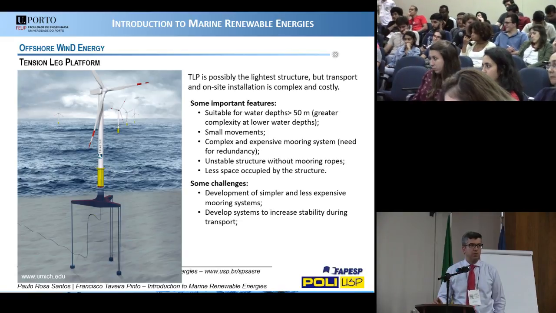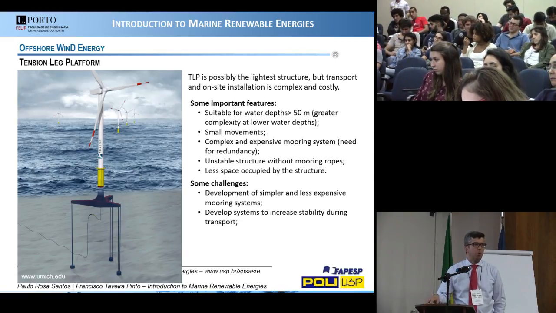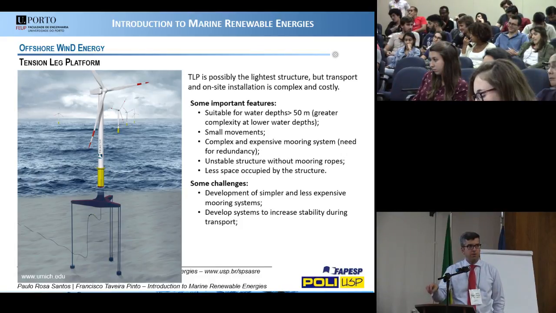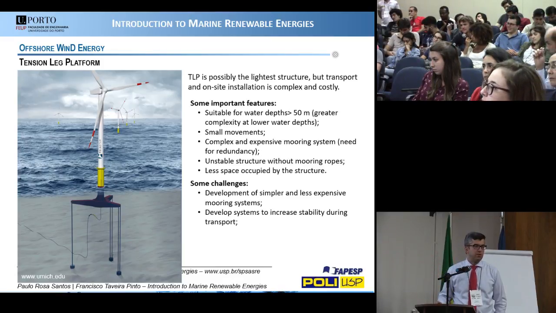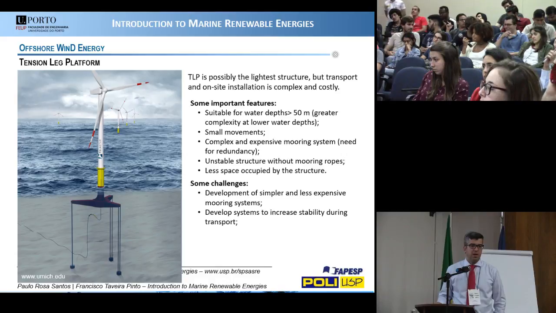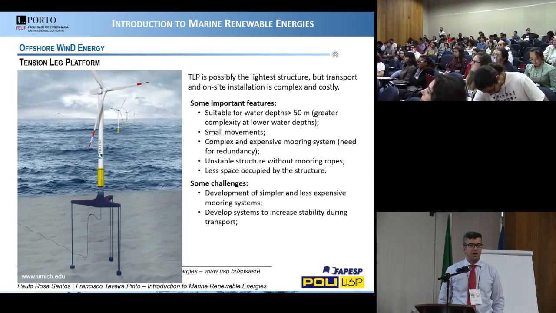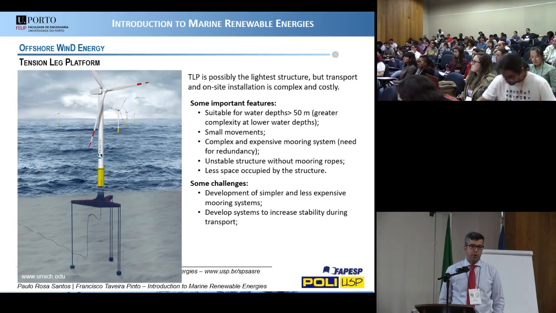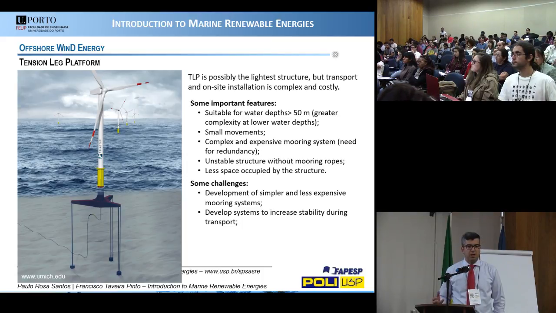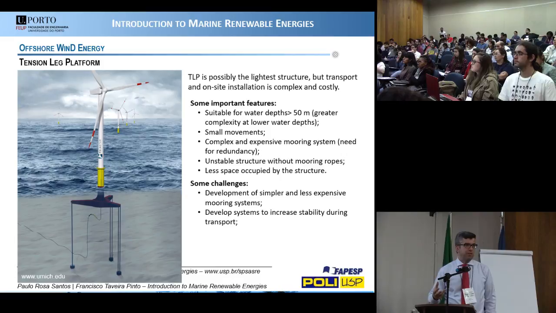You can build the components in a factory nearby the port, put those components in the boat, and transport them to the installation site. The dimension of the wind turbines in the sea is increasing very fast in order to reduce the cost of the energy. At present, I will present later some figures, this energy is a little bit more expensive than the energy produced onshore at the moment, but the prices are going down, and very shortly, possibly they will be very similar.